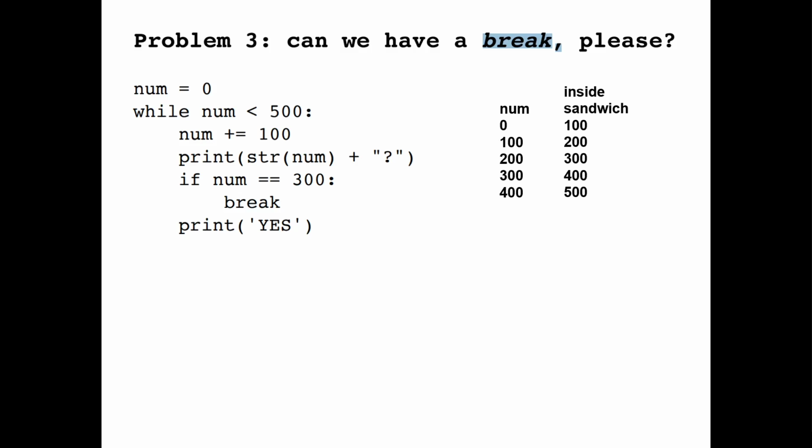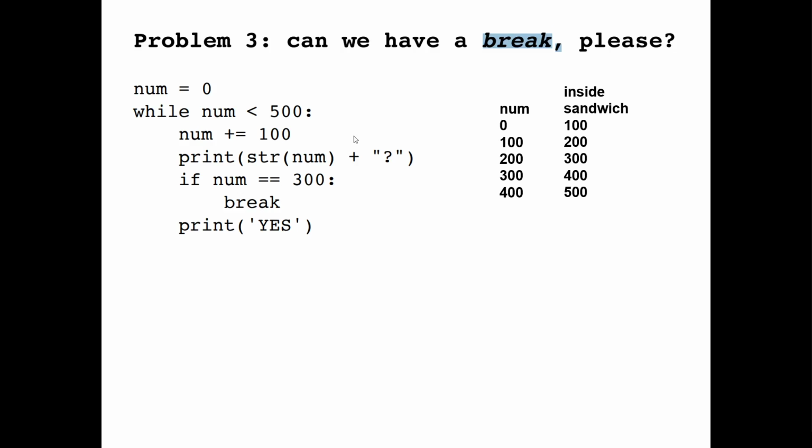All right, so let's talk about output now. The inside of this sandwich meat right here, the print statement, is going to first print out the number, turns it into a string, so I can use the string concatenation with the question mark. So the first time through the loop, first time through the sandwich here, num will be 100. So it's going to print out 100 with a question mark. Then if num equals 300, it doesn't, so skip that. Print yes. So we got the 100 question mark, it's going to print yes. Next time through, it takes on a value of 200, so it's going to print out the 200 with a question mark. Is it exactly 300? No, skip that, print yes.